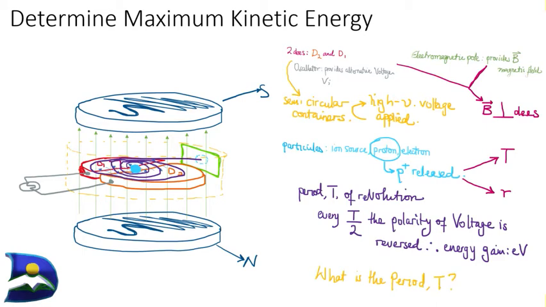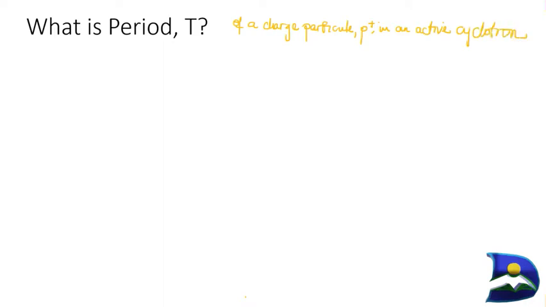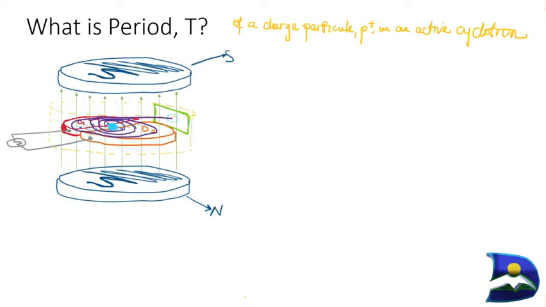Now, how about the period? What is actually T? To determine what T is, all we need to recognize is that T has to be that of the charged particle, in this case the proton, in an active cyclotron. An active cyclotron means that you are combining not only the magnetic field, which is represented as B, but also the electrical field that is generated.